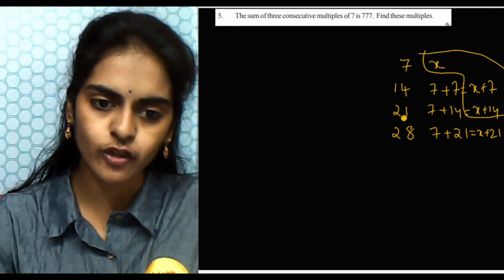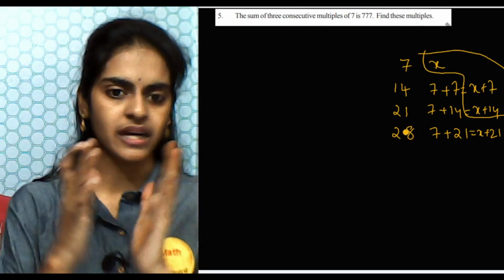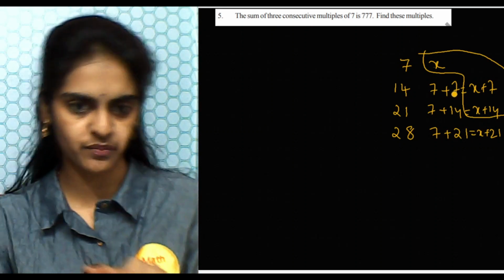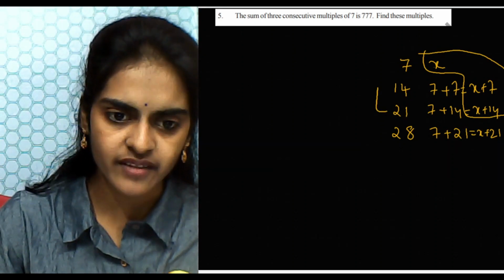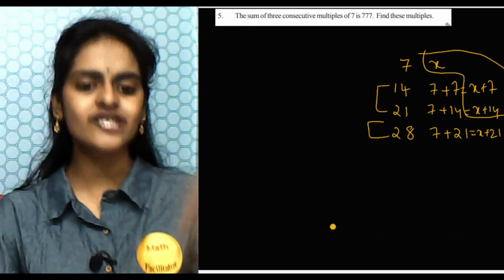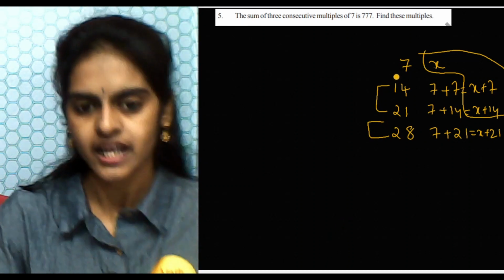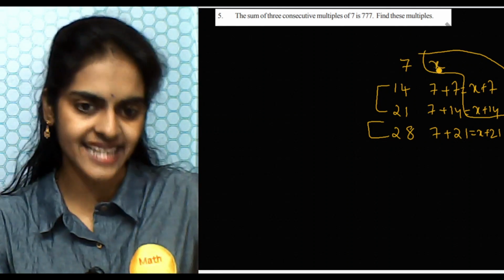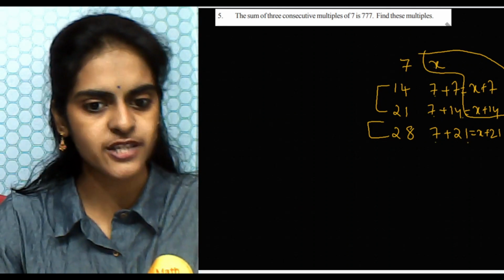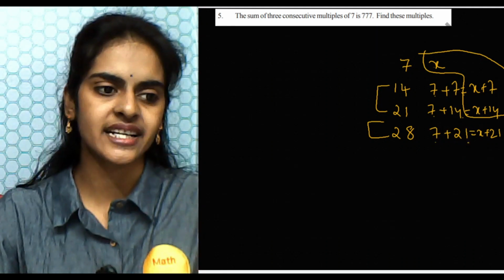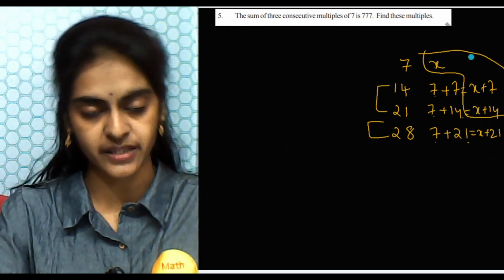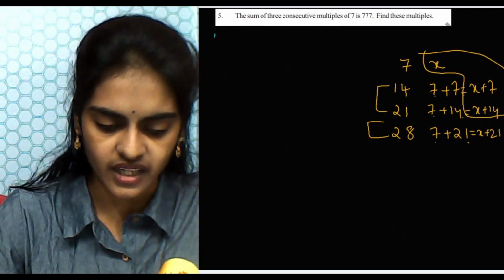How are we writing the numbers? 7, 14, 21, 28 and so on are the multiples of 7. So this 14 you can write as 7 plus 7, 21 you can write as 7 plus 14, now 28 you can write as 7 plus 21. In this way you can write the multiples of 7. So if this 7 you are taking as x, this is nothing but x plus 7, x plus 14, x plus 21 and so on. Isn't it? So let us write the multiples here. This is how you have to take the multiples.